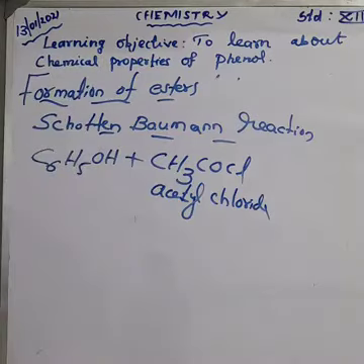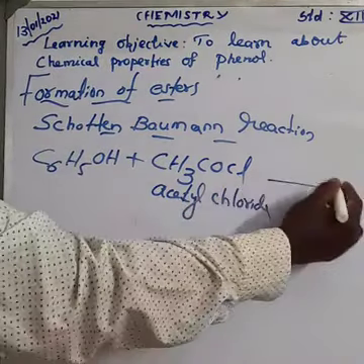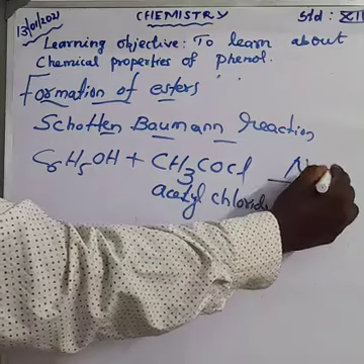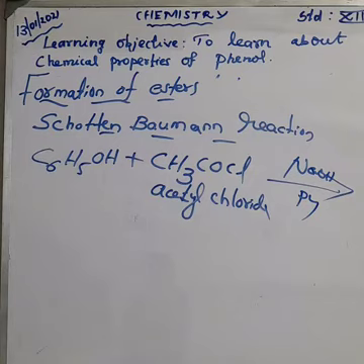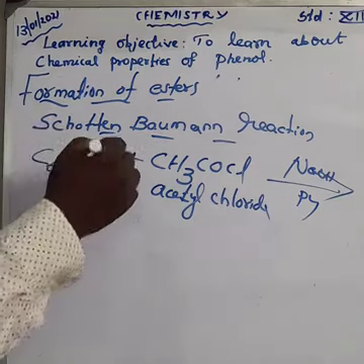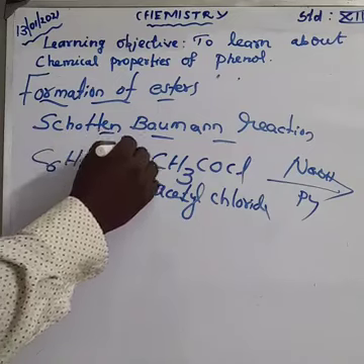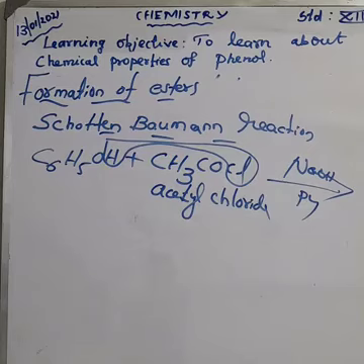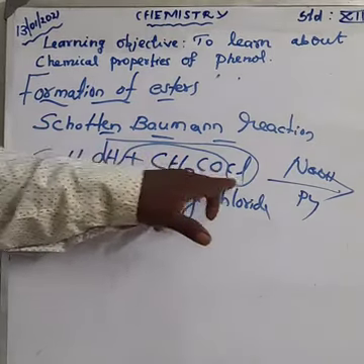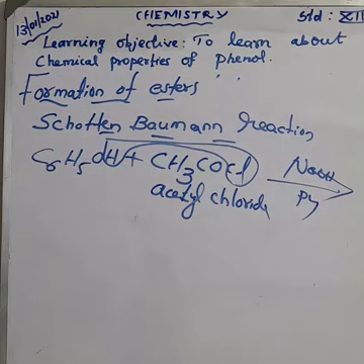Okay, acetyl chloride in the presence of NaOH, that is sodium hydroxide. We get phenyl acetate. We get what? Phenyl acetate. Clear? The hydrogen combines with Cl. So what's the product? Here the hydrogen combines with the Cl to form HCl. So what product is obtained?